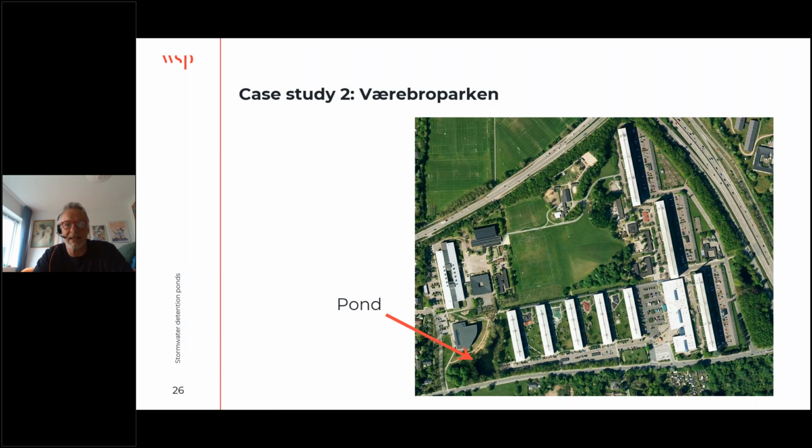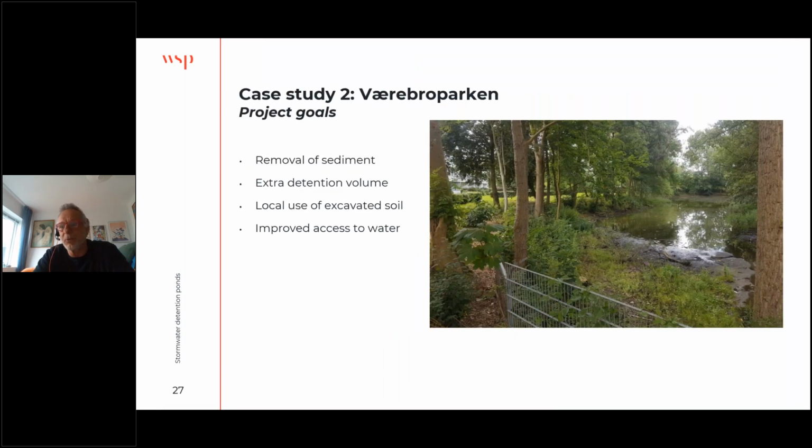Another example is here in the Værebro Park. There was a 40-year-old pond. This is a social housing area. We've got a school and a swimming facility here, and then we've got the pond down here. And the idea about the project was that we had to remove the existing sediment, and then we had to dig the pond bigger than it is today. So we had to make another 1,500 cubic meters of detention capacity.